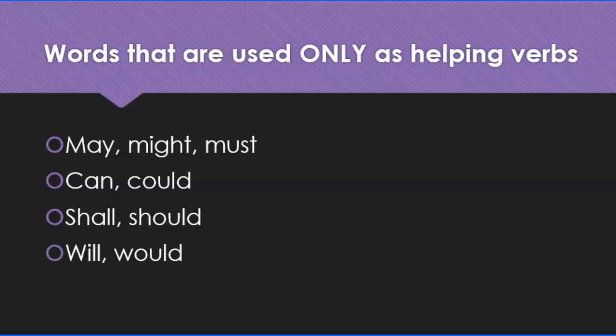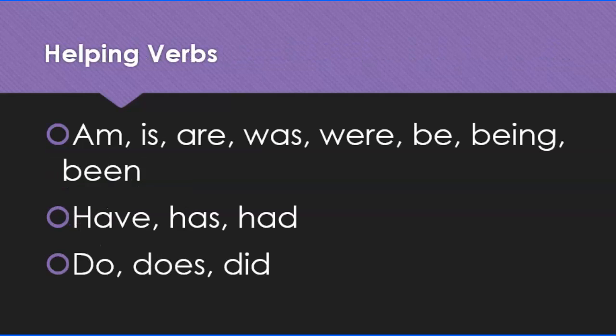So if you don't have a list of the am, is, are, have, has, had, do, does, if you don't have those, I would suggest you putting them on an index card or possibly putting them in your notes somewhere so that you remember that they are helping verbs, and you want to look for these in all of your sentences.